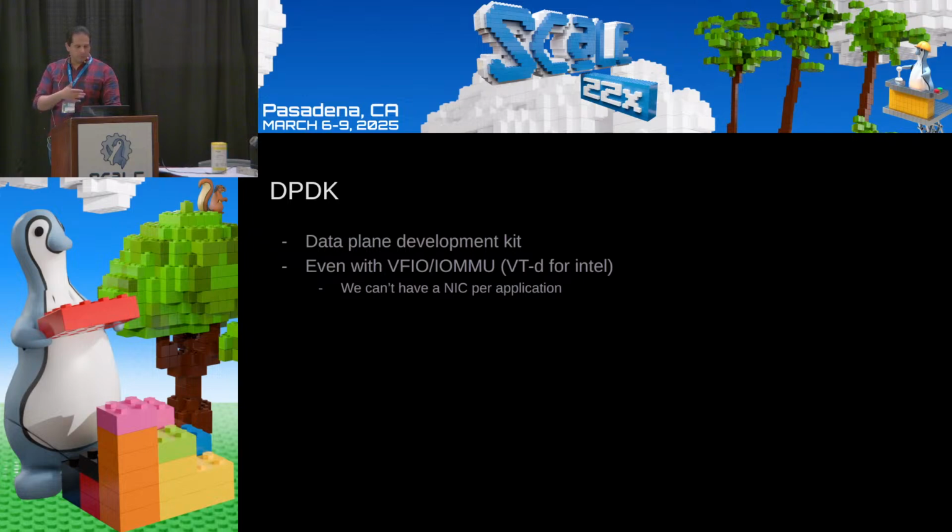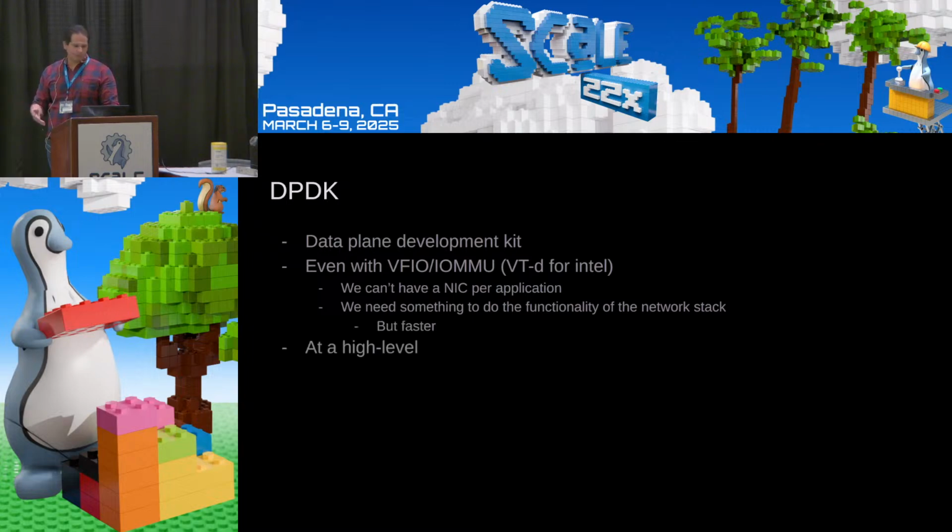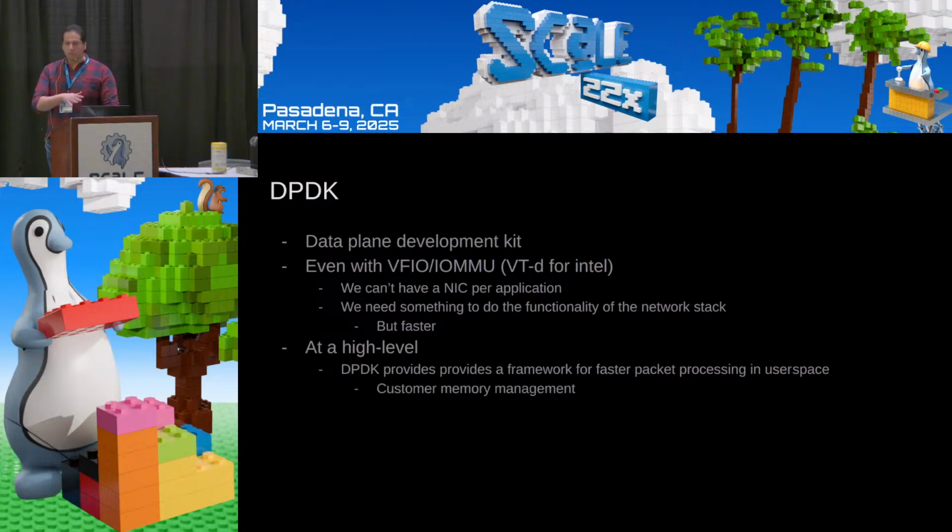So even with VFIO and IOMMU, which is named VT-d for Intel, we can't have one NIC per application. We can't have a server with 100 NICs to host 100 VMs. So we need some sort of sharing that will happen in the user space. And we need something to do the functionality, as I mentioned, that the kernel does. So at a high level, DPDK provides the framework for faster packet processing. It allows custom memory management, which allows you to use huge pages to get higher TLB hits, not misses.